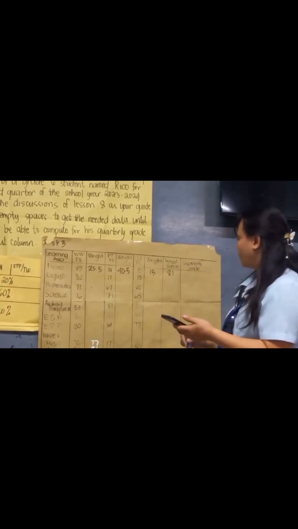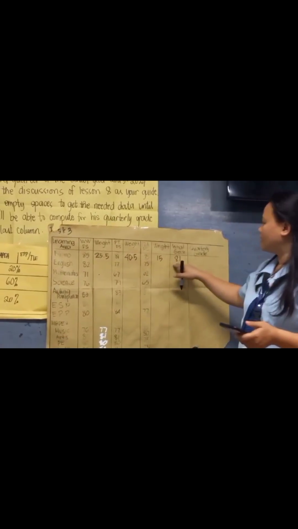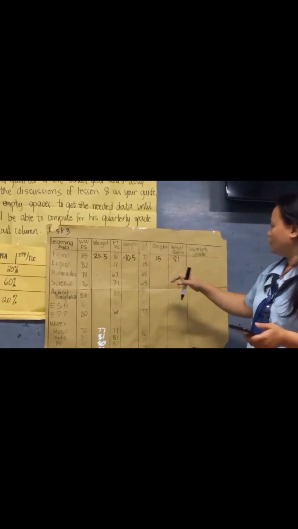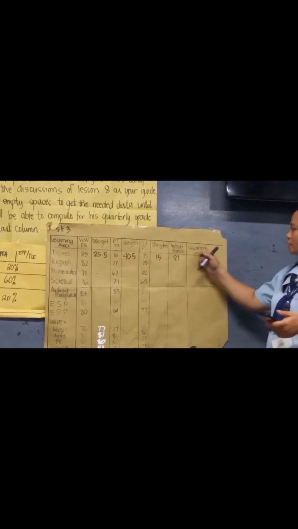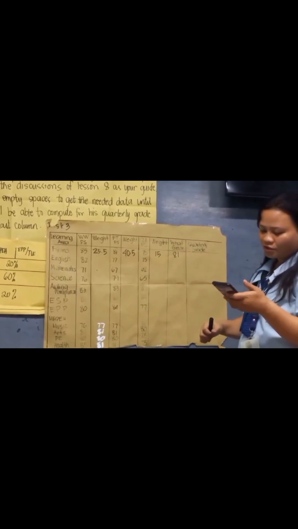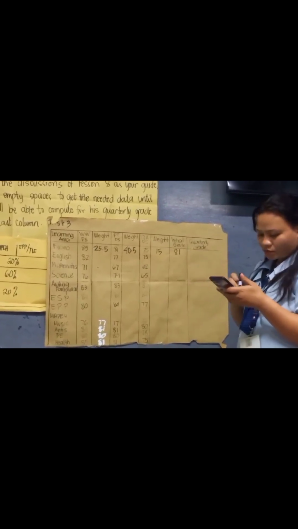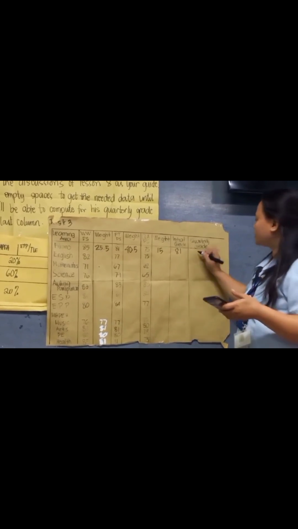And then we're going to transmute that one. We have the initial grade here, and in order to have the quarterly grade, we're going to transmute this. We're going to use the transmutation table for K to 12. So 81 is equal to 88.